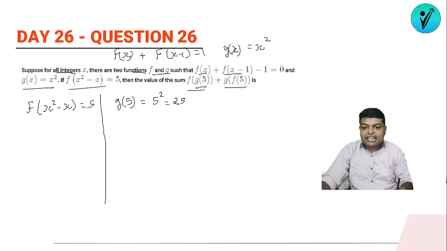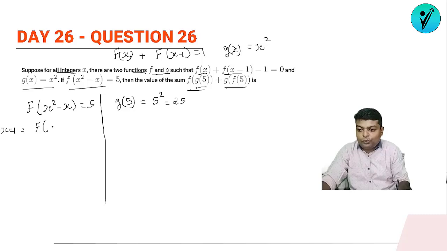Alright, next we have to get the value of f of 5. So for f of 5, let's do hit and trial here. If my value of x is 1, then f of 1 square minus 1 will be 5. Or we can say that f of 0 is 5.